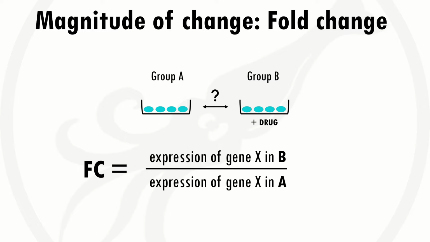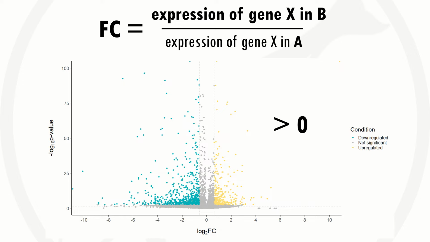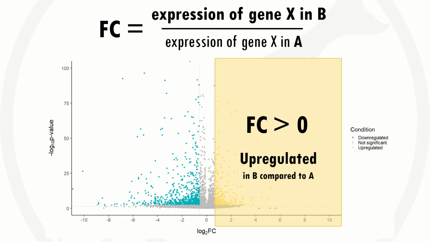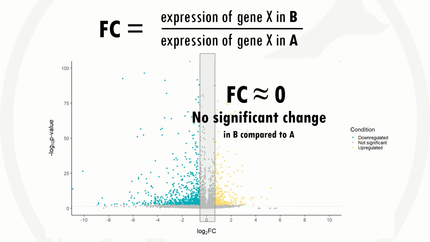If the expression of a certain gene is higher in group B compared to group A, then the fold change will be positive. This means that the most upregulated genes will be towards the right because they have a positive fold change. If the expression of a certain gene is higher in group A compared to group B, then the fold change will be negative. So the most downregulated genes are towards the left. They have negative fold changes. This means that they have a lower expression in group B compared to A. And of course, if the fold change nears zero, then the expression does not really change between one group and another.